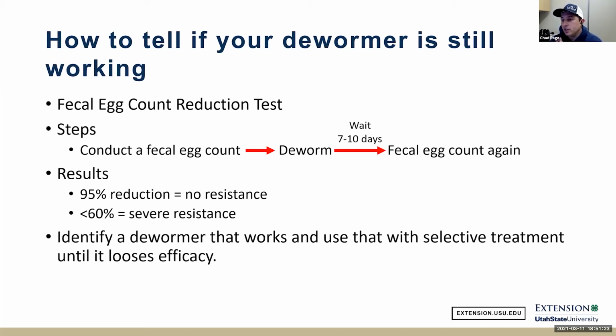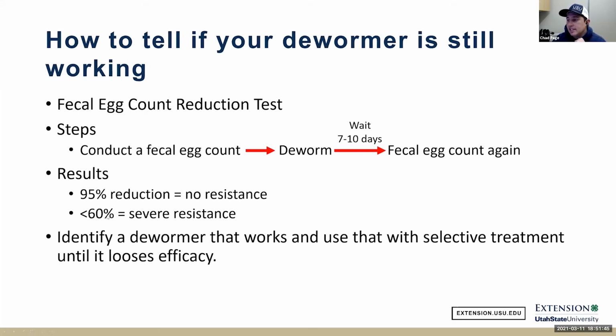And then after a number of days, 7 to 10 days, we collect feces from those ewes again and send them off. And then we look to see what percentage reduction we have and whether or not our dewormer is still working. So if we have a 95% reduction, that means those worms have not built up any resistance and our dewormer is still working really well.